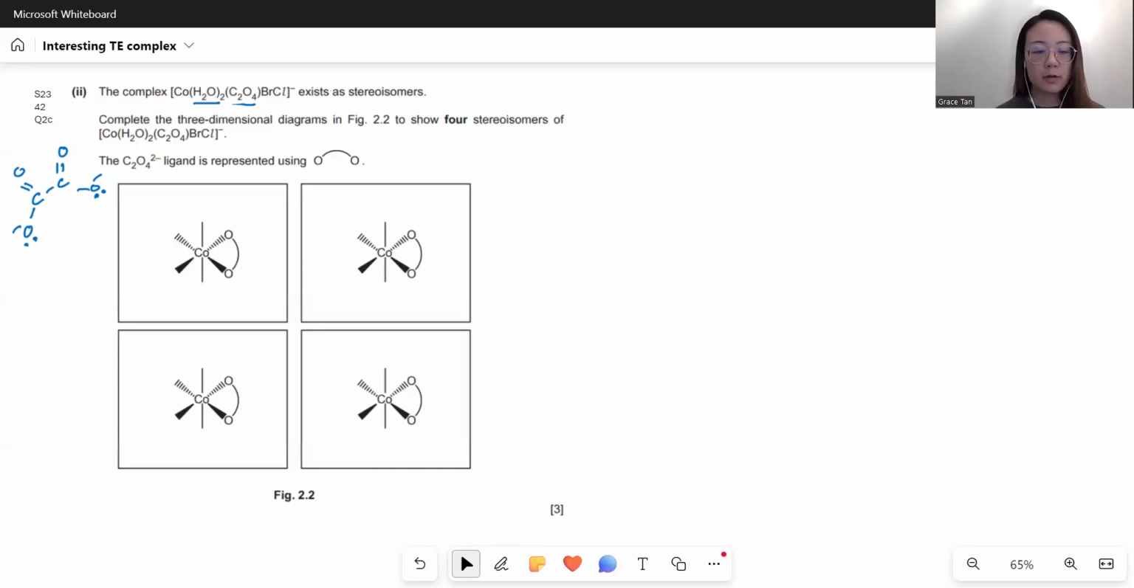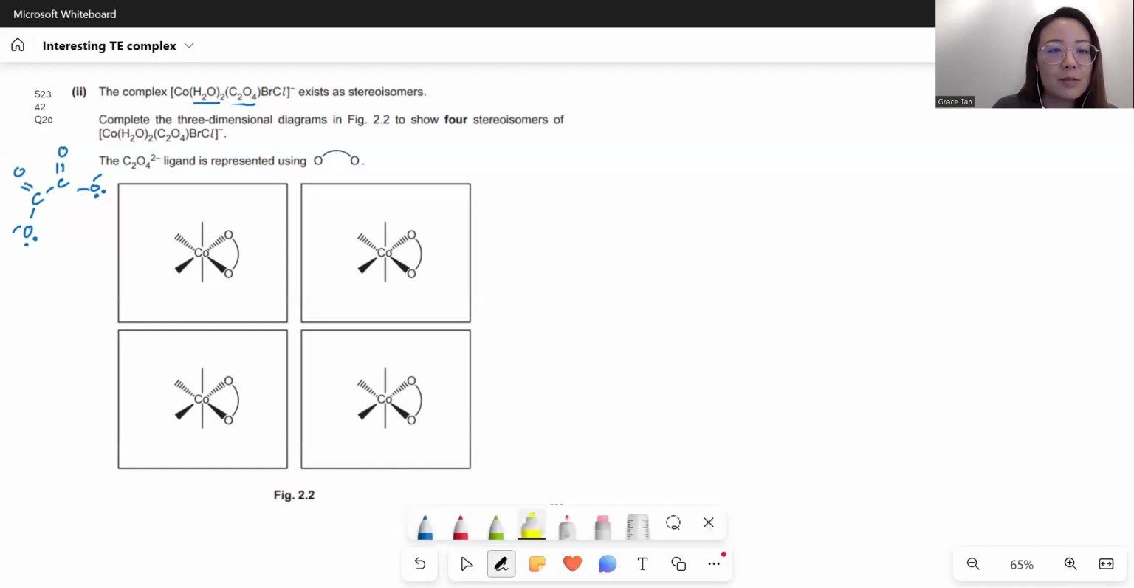Now, I'm going to break it down very systematically on how you can do this, instead of you simply inserting things in, which you can, and then you just hope your structure will be correct. So how do we do this systematically? First, your examiner allows you to use the O bracket or O curve O to represent your oxalate, and they have conveniently clamped the bidentate for us. Now, all we need to do is to fill in the H2O and the bromide and chloride. So they wanted us to draw 4.